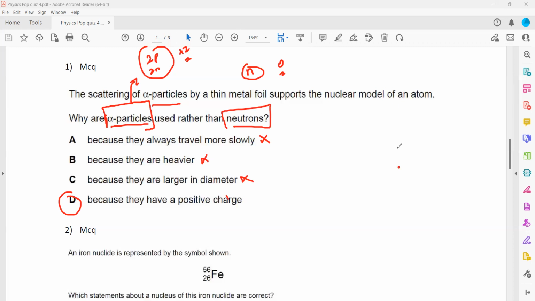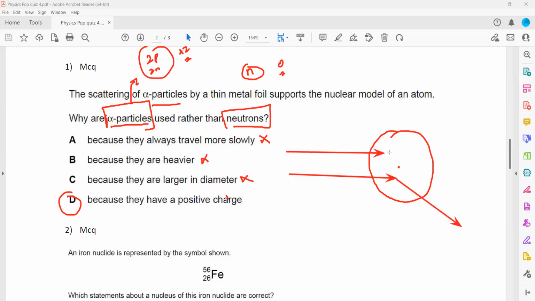What will happen if this is an atom and the center dot is representing a nucleus? Because alpha particles are positively charged, we know like charges repel each other. So these alpha particles will deviate. So using the alpha particle, a charged particle, we can identify that there is a charge present in the nucleus. Otherwise, what might happen if we were using a neutron?